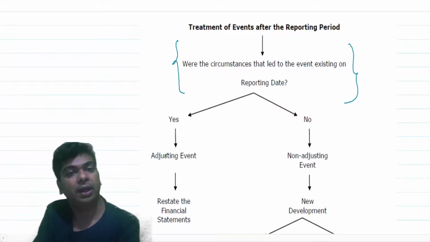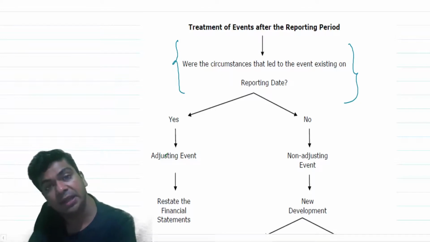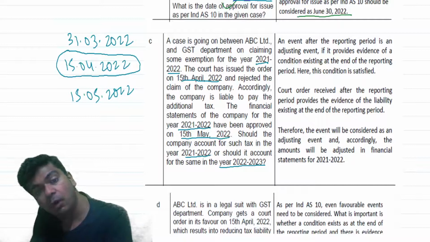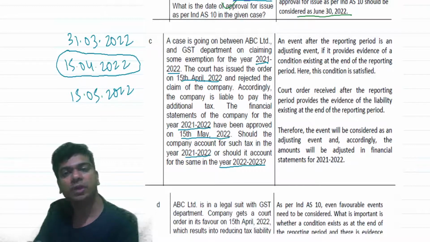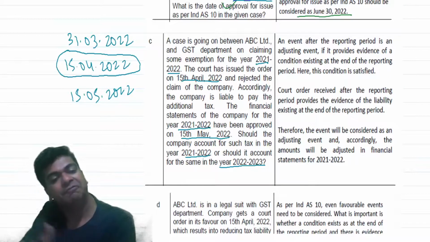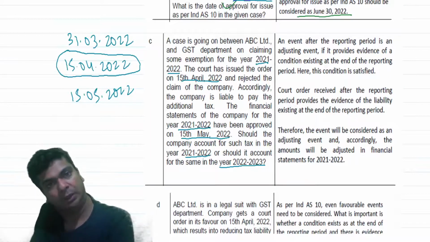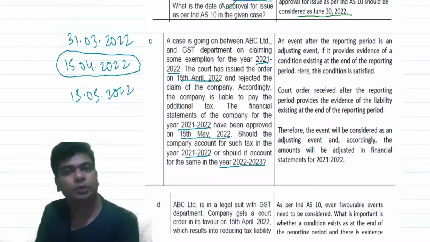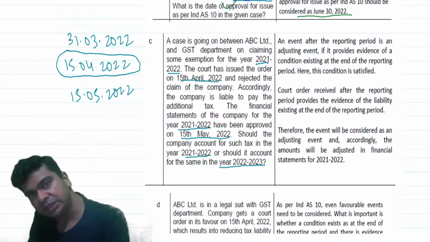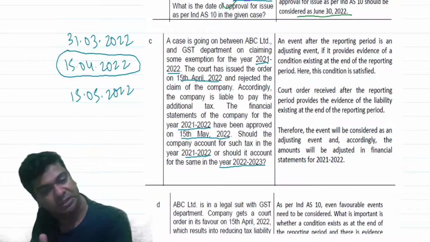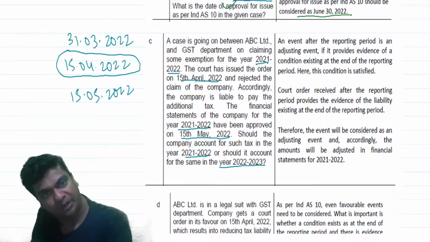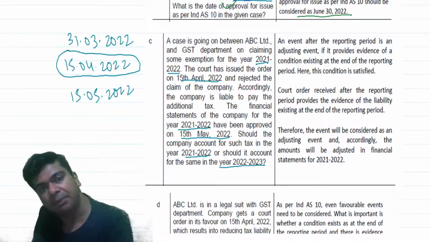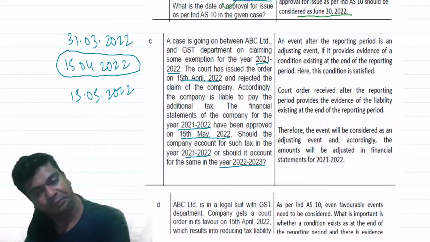Obviously, on the reporting date, you were aware that there is a case going on. You were aware that a case was going on with the GST department. That means the circumstances were there. And now it has been confirmed that you have lost this particular case. What do you say? Adjusting event? Isn't it? It will turn out to be an adjusting event. Whatever amount is now payable, you need to recognize an appropriate provision for the same.